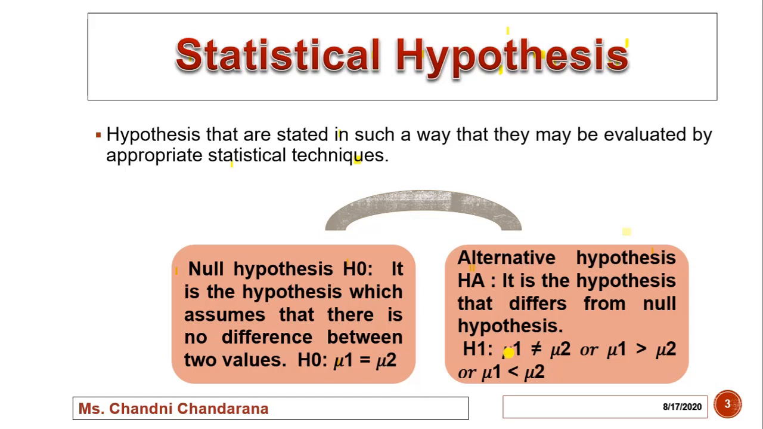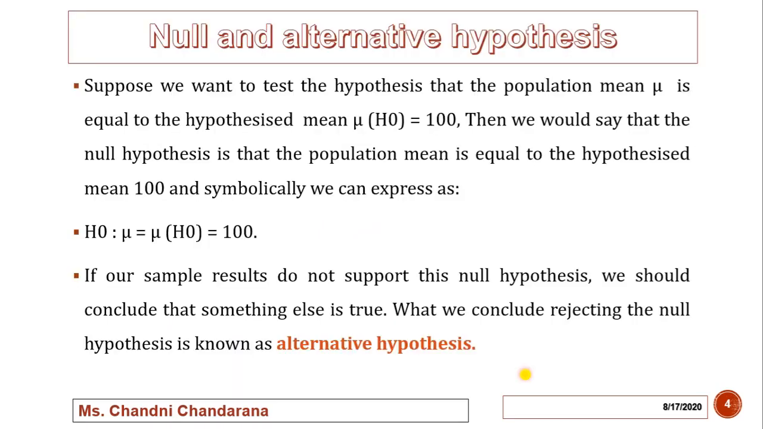Here whatever value we get is not equal to our assumption, or you can say our assumption is higher than our population mean, where mu means population mean, or our assumption is lower than our population mean. So this is all about alternative hypothesis and null hypothesis. We will see by some example what is null and alternative hypothesis.